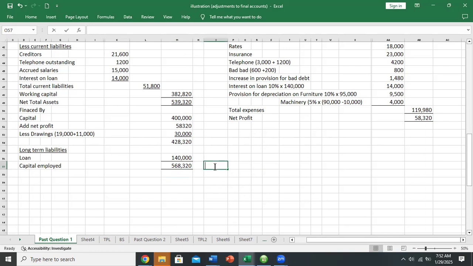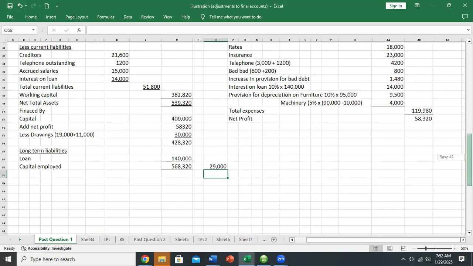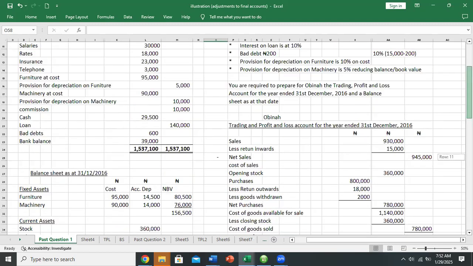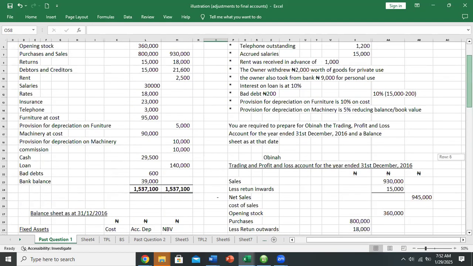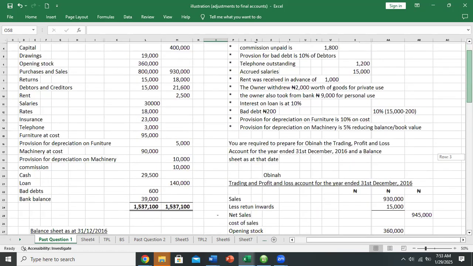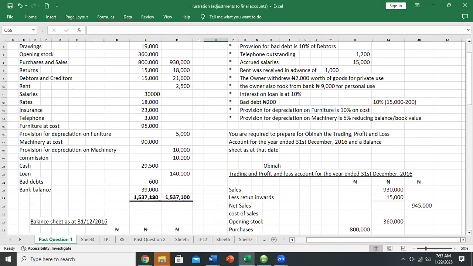Let's check that amount. So this minus this. Some 29,000 is missing somewhere. It's possible it could be an omission or a mistake we have done. Right. So I think we have always had the opportunity to make some of these corrections. 29,000. Where could that be? First of all, let's check the trial balance if there's no difference in the trial balance. But this 29,000, I think, looks familiar.